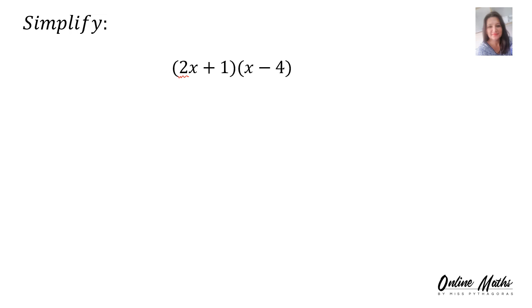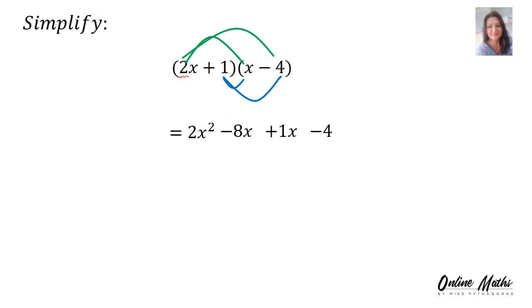So you will start by saying 2x times x is 2x squared. 2x times negative 4 is negative 8x. Now it's the 1. Plus 1 times x is plus 1x, and plus 1 times negative 4 is negative 4. And again, 2x squared we write down, and we add the like terms in the middle. Negative 8x plus x is negative 7x, and minus 4 we write down.